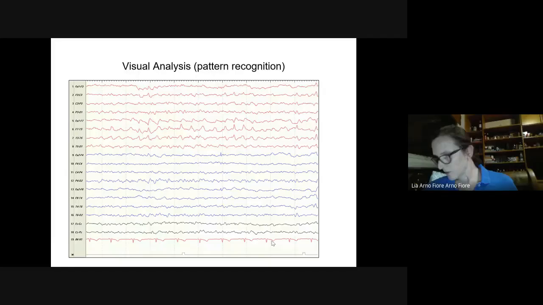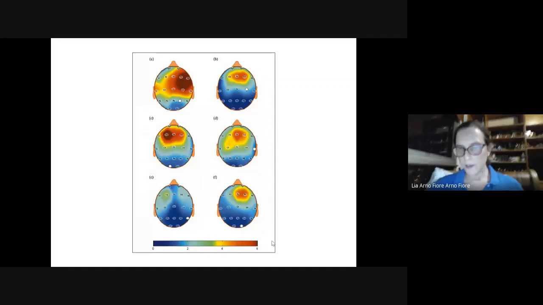So this is the visual analysis, and this is the mapping, which is of no use in the clinical practice. It's just, you know, to make it look prettier.